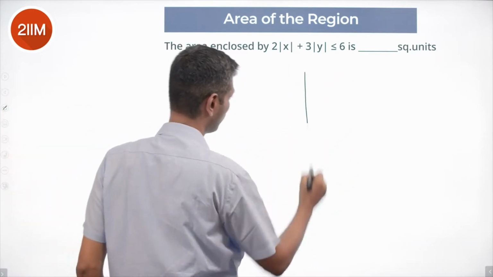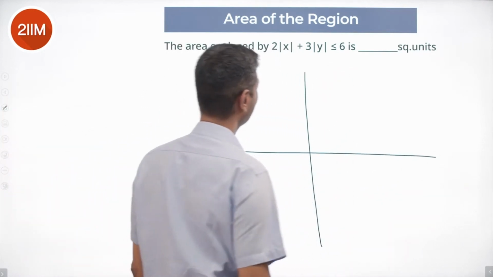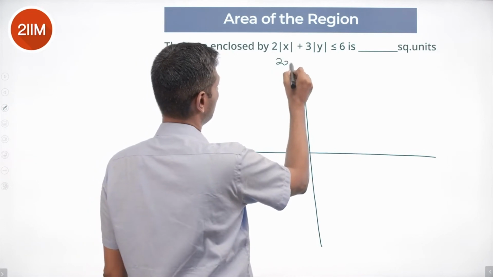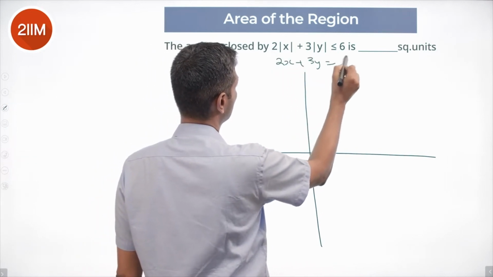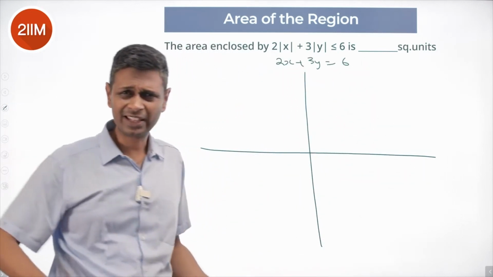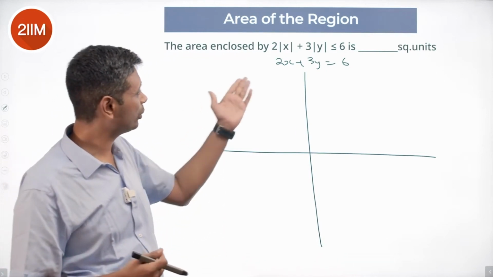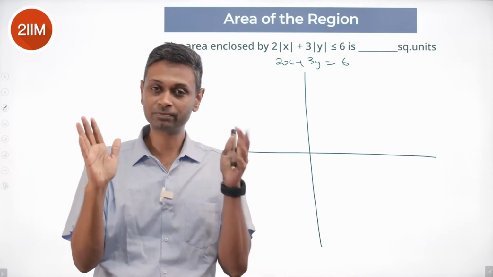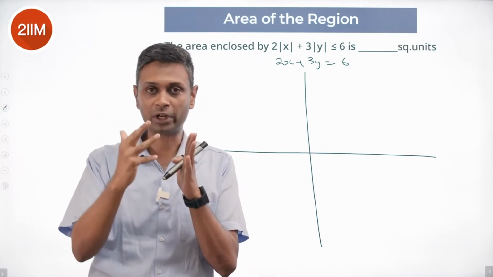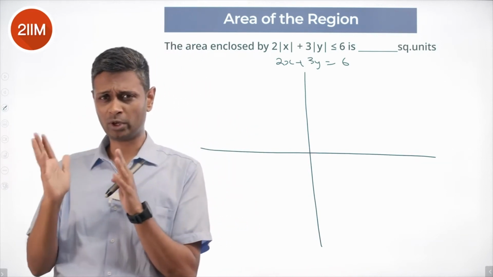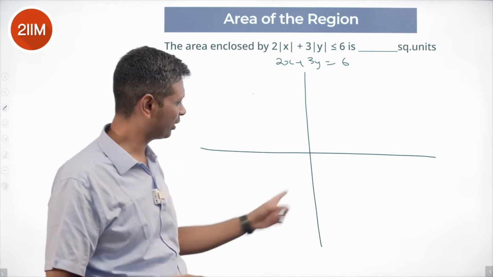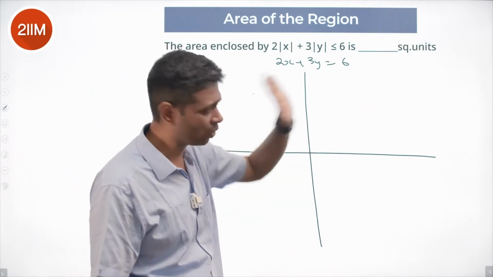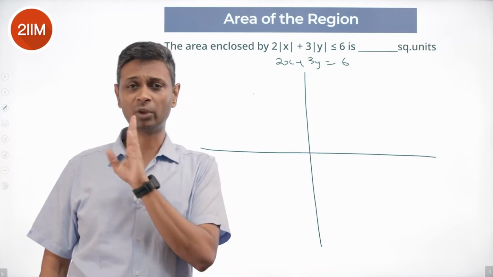I draw the x-axis, y-axis. Then I think about 2x plus 3y equal to 6. I understand this. I get this. Don't think of it as 2x plus 3y equal to 6. When x is positive, x is equal to mod x. When y is positive, y equal to mod y. So I'm going to forget these three quadrants. I'm going to deal only with this quadrant. Then think about 2x plus 3y equal to 6.